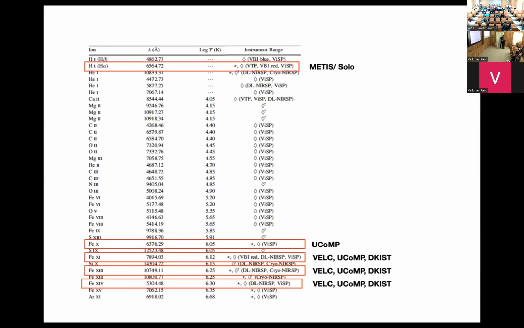So this is the temperature coverage. You know that at different wavelengths, different lines are formed at different temperatures, right? Okay. So if you see, the VELC will be covering these temperatures, 6.12, 6.25, 6.30. But there are other instruments also, UCOMP and DKIST, that are coming. UCOMP will go to lower temperatures. And then there are METIS on Solar Orbiter, which will go even lower. So what I'm saying is, not only Aditya, but if you combine Aditya with other observatories, you can actually study different temperatures and their evolution with time. So Aditya fills this gap here.